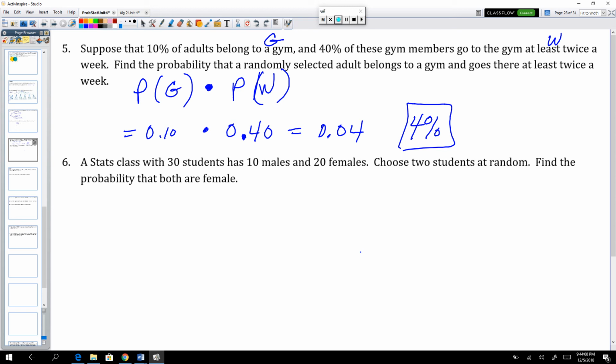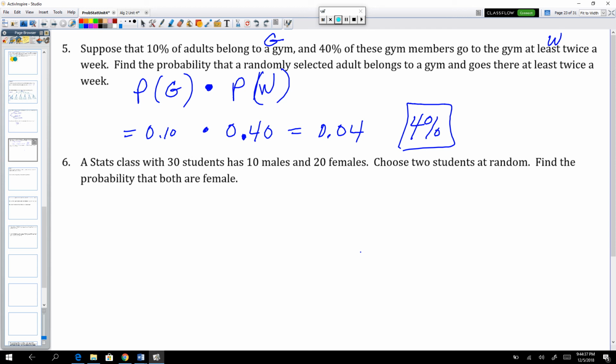Question number 6, and you may recall questions like this from your Algebra 2 class. A stats class with 30 students has 10 males and 20 females. You're going to choose one student and put them in the hallway, leave that student in the hallway, and you're going to come back and take another student and put them in the hallway. You're going to find the probability that both those people you put in the hall are female. Okay?